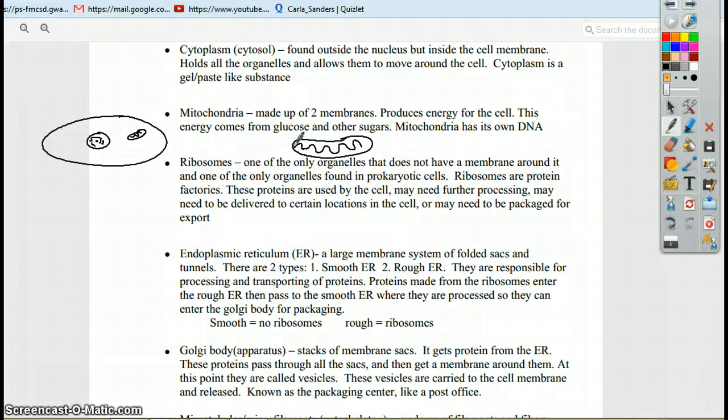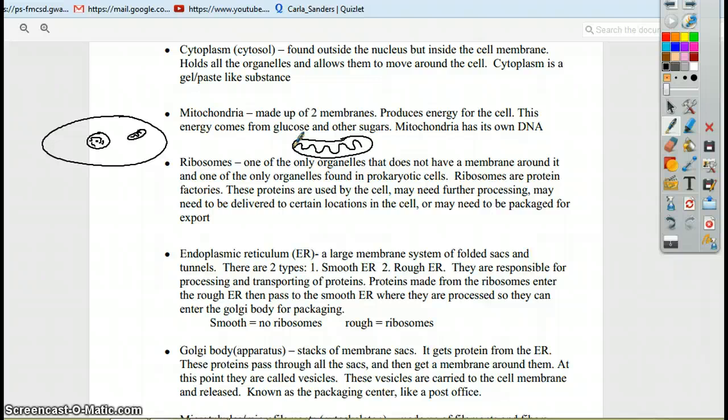Ribosomes. It's the only organelle that will not have a membrane around it, and one of the only organelles found in prokaryote cells. We talked about prokaryote cells a couple of lectures ago. Prokaryote cells are cells without a nucleus. Okay? They still have chromosomes, they just don't have a house for their chromosomes. So we're talking bacteria. Ribosomes are protein factories.